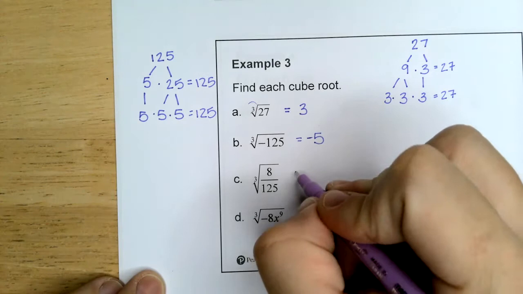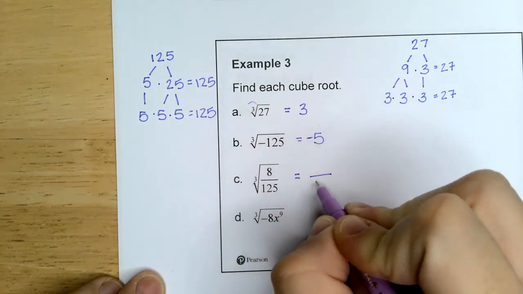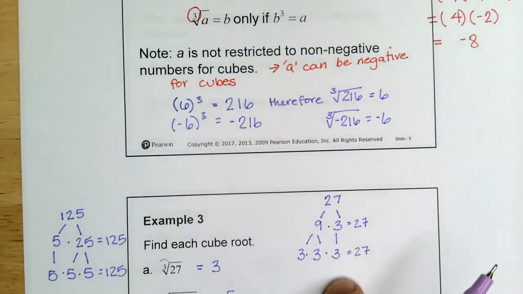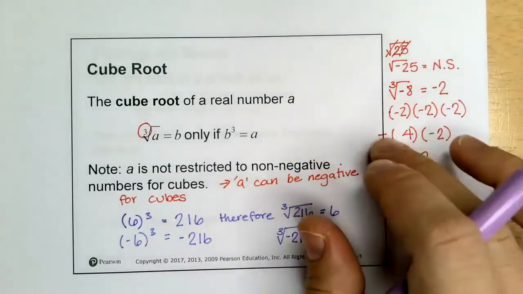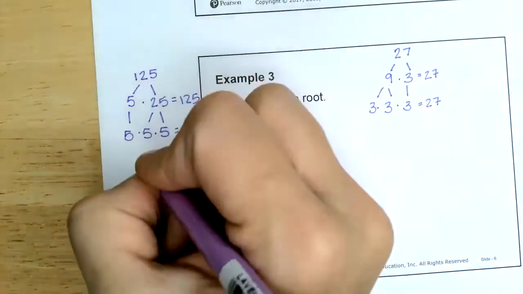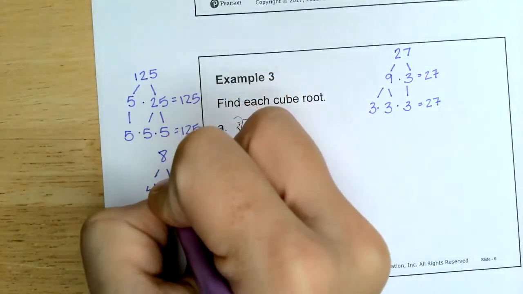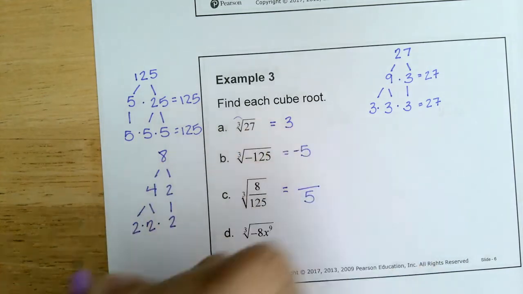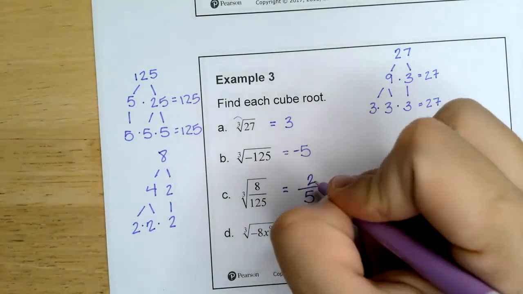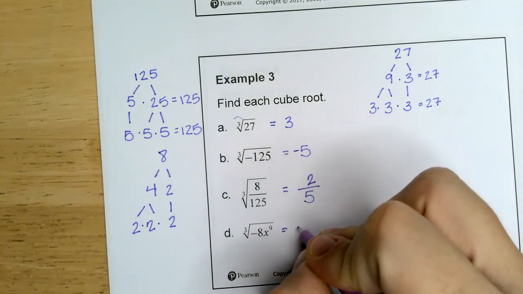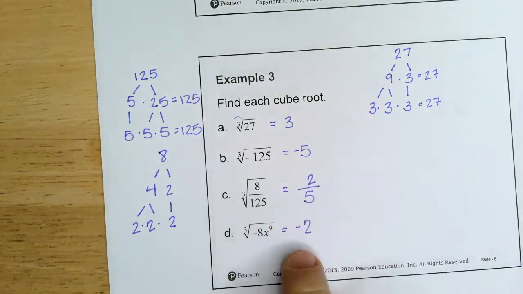The cube root of 8 over 125. Well, I know 125 is 5 times 5 times 5, right? The cube root of 8 we did up here. It's 2 times 2 times 2. Factor tree of 8: 8 would be 4 and 2, which would be 2 times 2 times 2, right? So the cube root of 8 over 125 is 2/5. The cube root of negative 8 would be negative 2, right?